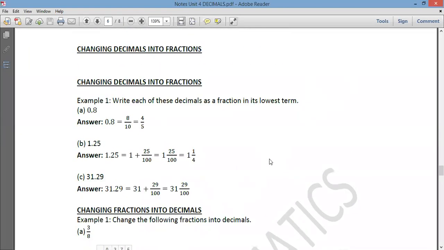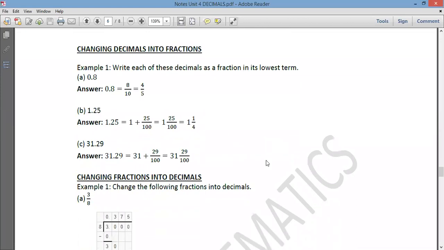Okay, last page of the notes. So, changing decimals into fractions. When you change your answer into fractions, let's say question 1, you change the decimal into a fraction, make sure your answer is always in lowest terms, even though sometimes the question didn't mention it. You have to change it by yourself.